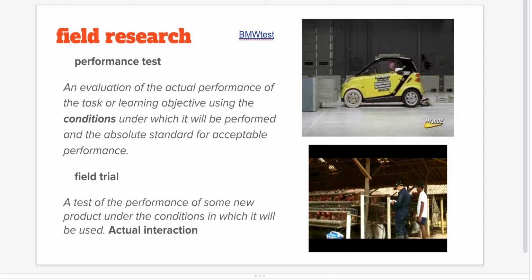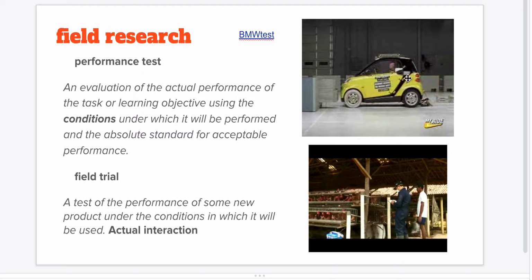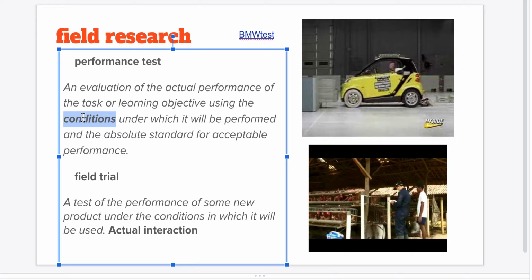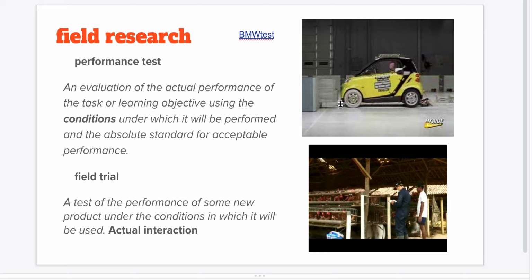So other types of field research. Even though this isn't in the field, it's still considered field research: a performance test. So you can click on this and watch it, but it's pretty much a smart car crashing into a wall. So this is the performance test that's trying to use conditions that simulate real life. So it's different than a laboratory, which is still kind of controlled settings. Well, this is trying to set up some type of similar conditions.